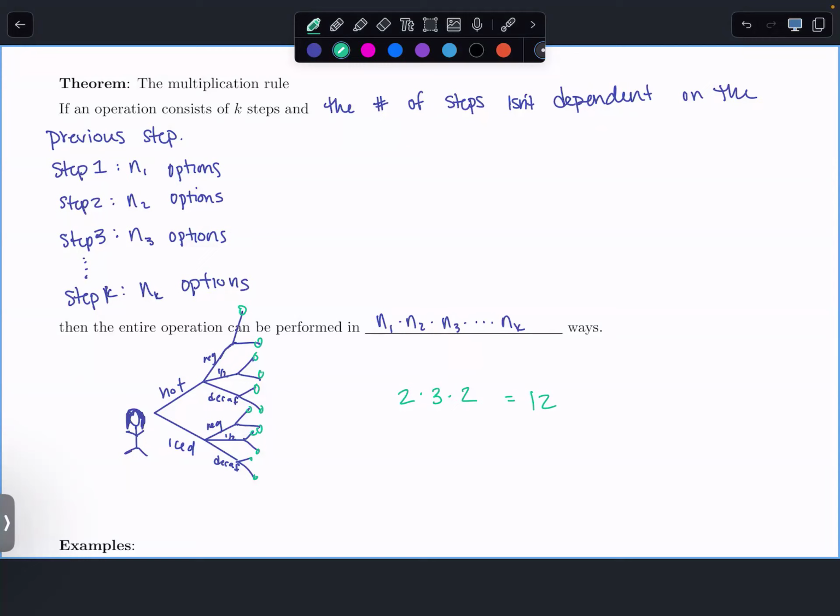Do you know where those numbers came from? 2 options at the first step. I got to decide, do I want my barista to grab a cold cup or a hot cup? We should have gone sizes first. Darn it.